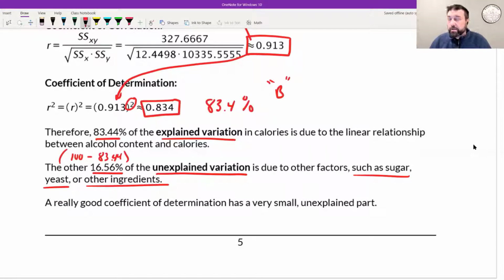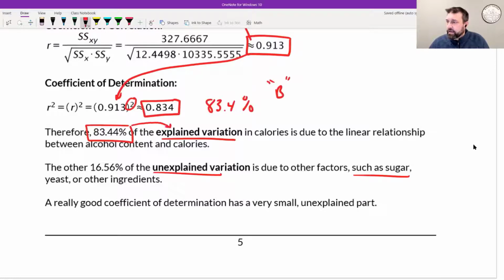16.56%. How much of the variation is explained by the alcohol content and the calories? 83%. Okay. So this is kind of the measurement. This R squared is the measurement that we're really looking for, and it separates out what we can explain and what we can't explain.